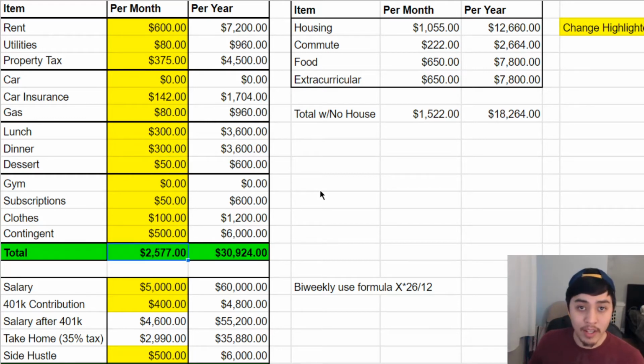So for me, I used to travel once every other month. So that's why I have a $500 contingency there. So it's a little higher than a typical person would have. So that's it for expenses. We can go into the incomes.